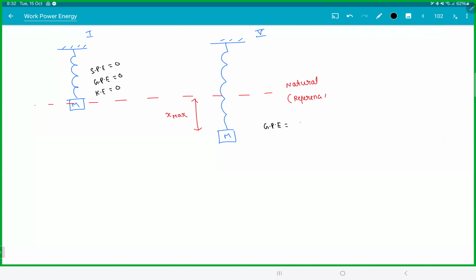Gravitational potential energy is minus mg x max. Kinetic energy 0 because you're at extreme position. Spring potential energy half kx square. Energy in state 1 is energy in state 5. So 0 is minus mg x plus half kx square. Yeah, that's what I'm saying. If you just want the answer, you'll get it in 1 step. But knowing what happens is important. Have a look at this.